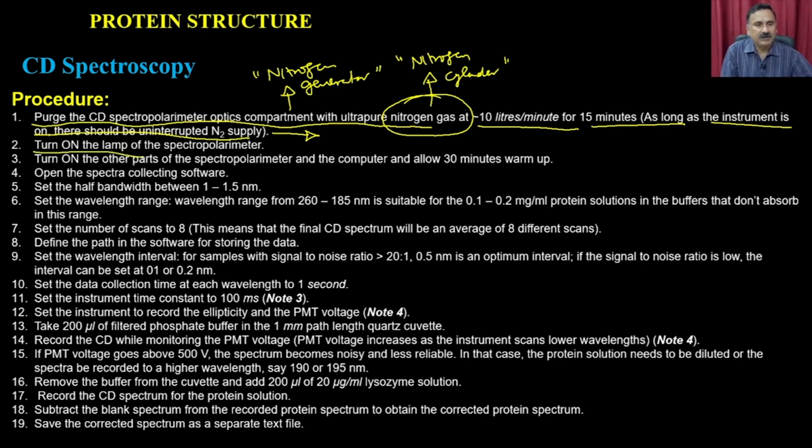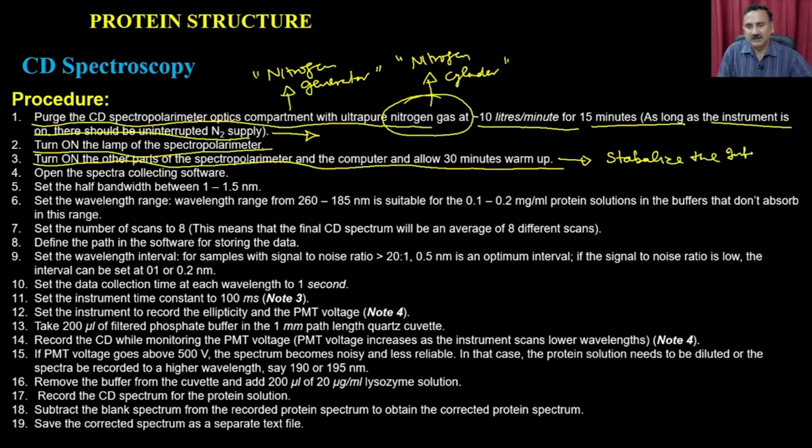Then you turn on the lamp of the spectropolarimeter, turn on the other parts of the spectropolarimeter and the computer, and allow 30 minutes to warm up. This 30 minutes is required because you want to stabilize the intensity of the light, the intensity of the bulb, okay, because bulbs normally take some time to stabilize.